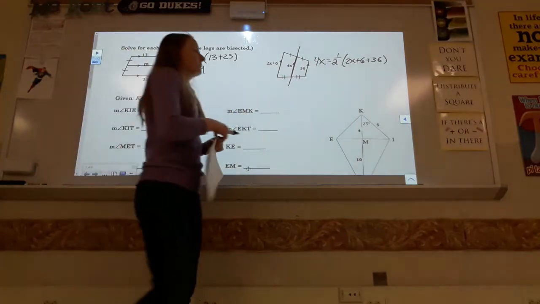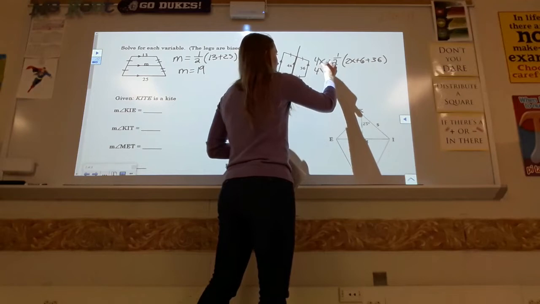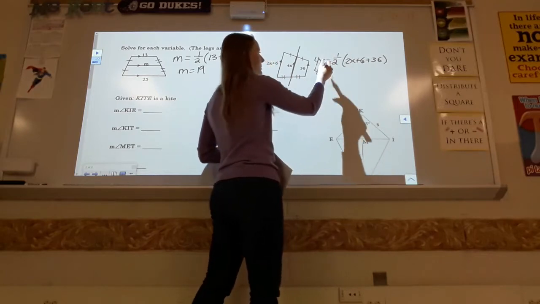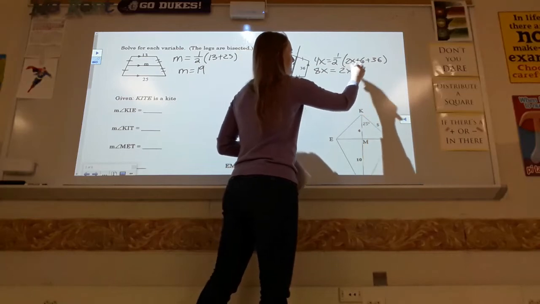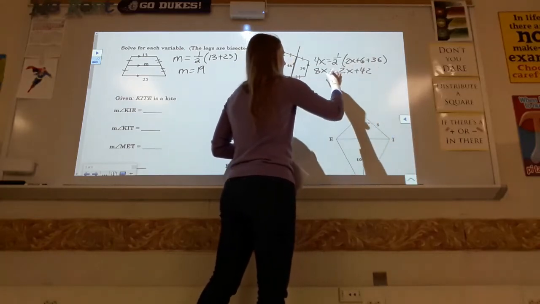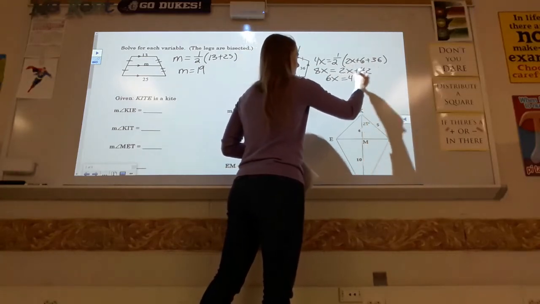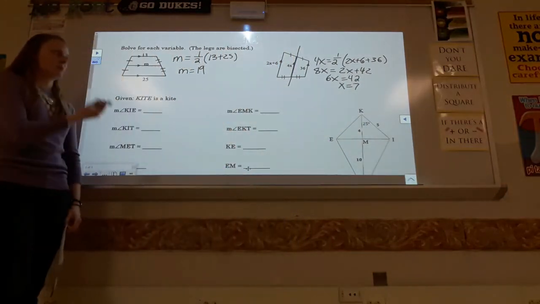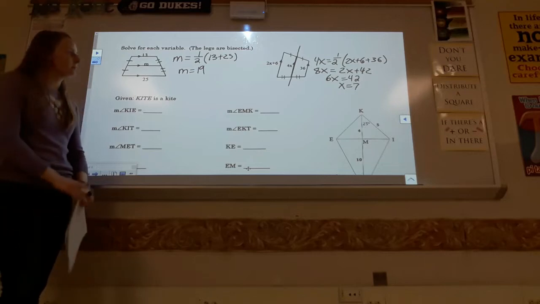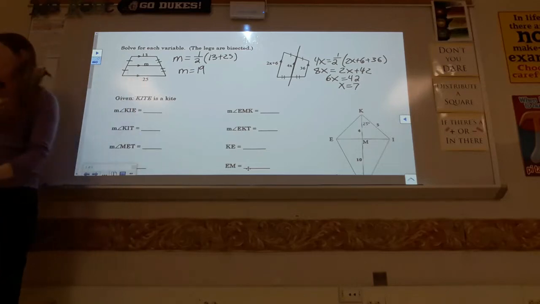All right, for this one I'm going to multiply the 1/2 over just to make that a little bit simpler, and then 2x plus 42. All right, x equals 7. So it's the mid-segment question again, just slightly more complicated. Make sure you guys are okay with working with the mid-segment.